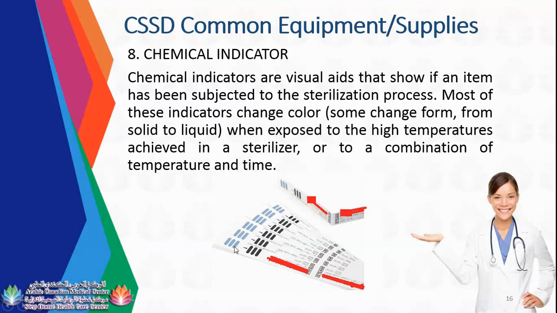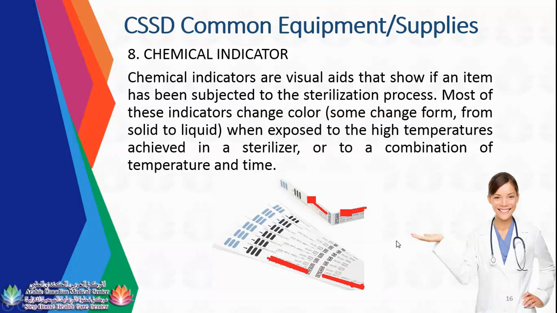As you can see, the light blue color here will change to black once exposed to steam. This chemical indicator, once it has changed from blue to black, doesn't mean it is sterilized. No. It only indicates that it has been exposed to steam. So chemical indicators are visual aids that show if an item has been subjected to the sterilization process. Most of these indicators change color. Some change from solid to liquid when exposed to high temperature, but this is the commonly used.